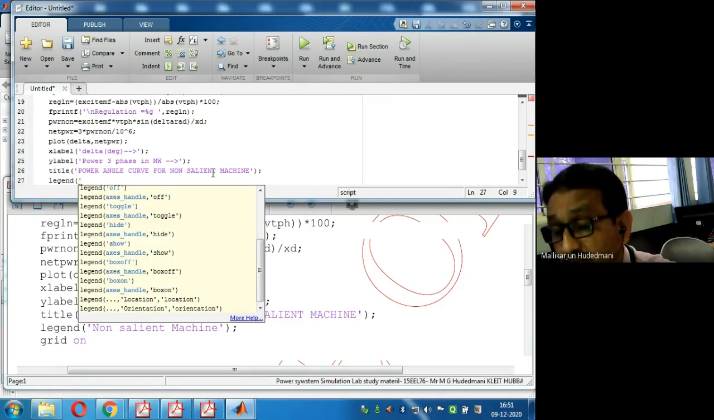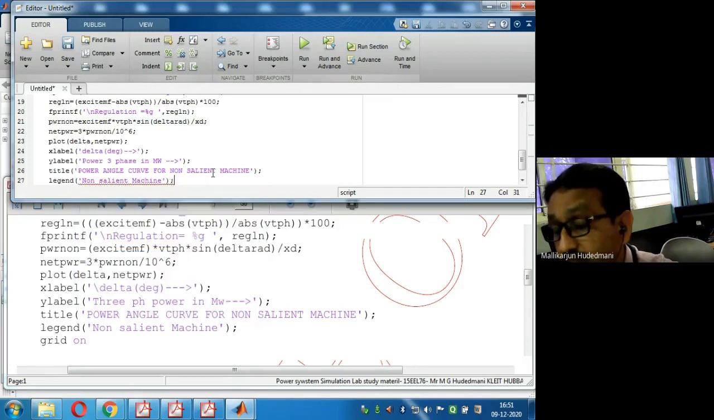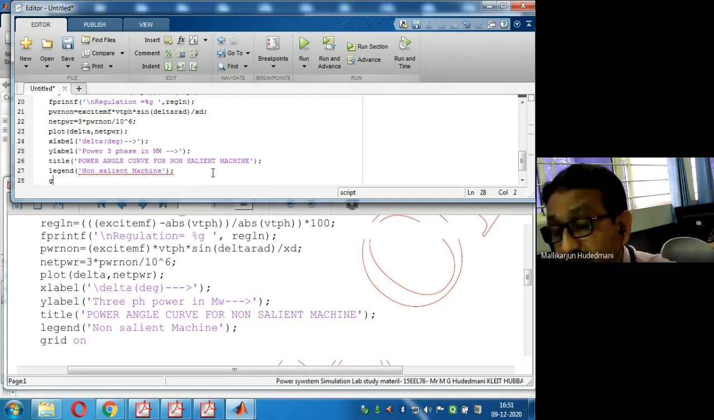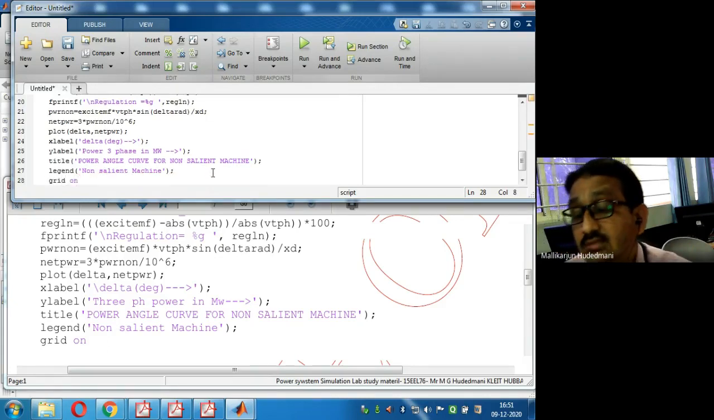The color of the curve is picked as a sample specimen. It is called as non-salient machine. Wait. I just make grid on. Okay. Just see. Just I completed one part.